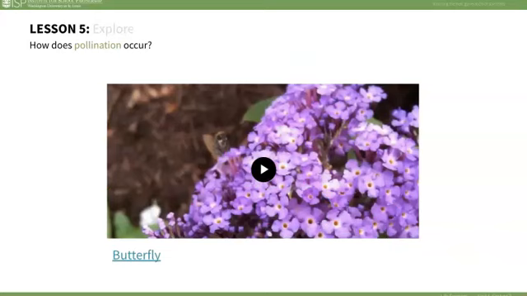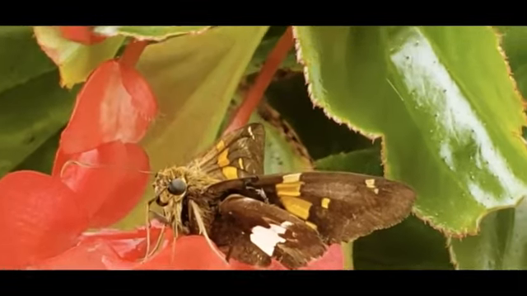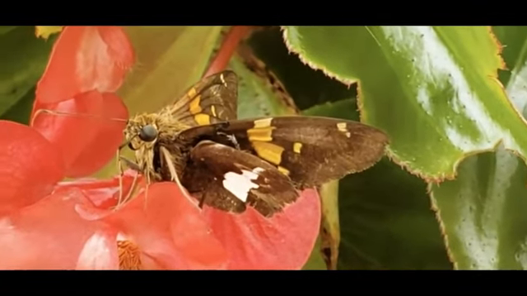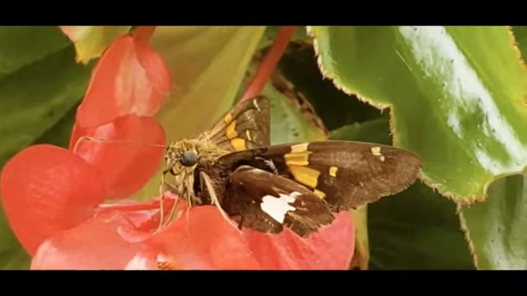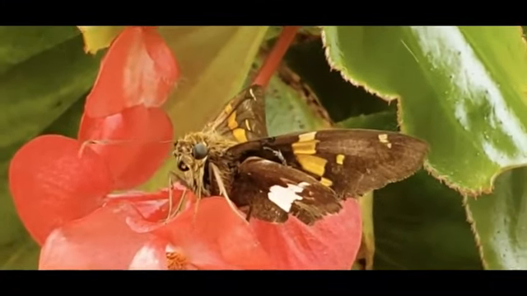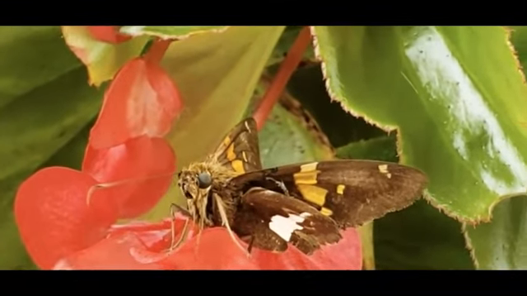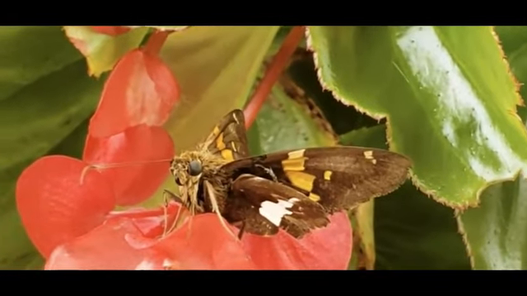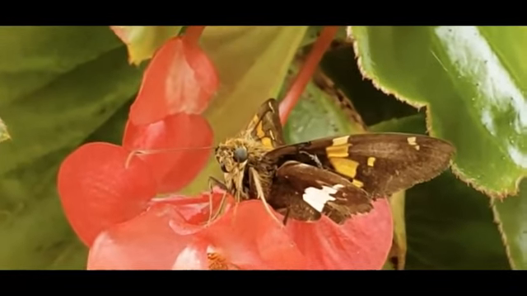During the Explore portion of this lesson, if you have an outdoor native garden, you could visit it to have students observe real-life examples of pollinators visiting flowers. Watch the following video of a butterfly on a flower. Ask the class, what kinds of animals besides butterflies visit flowers? Why do animals visit flowers?